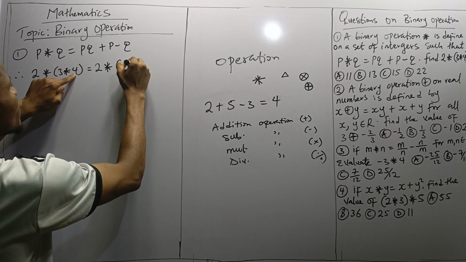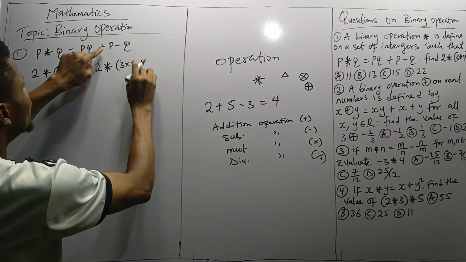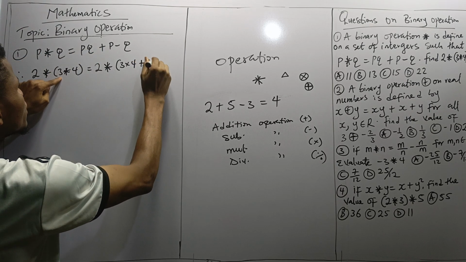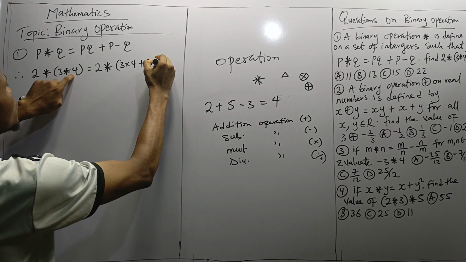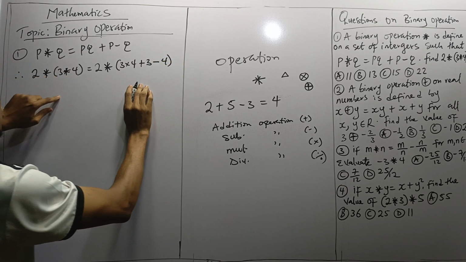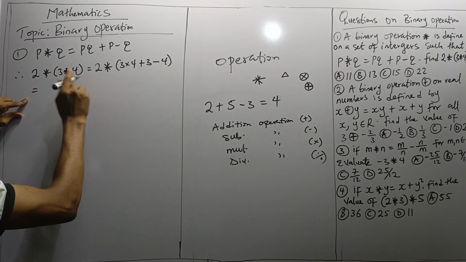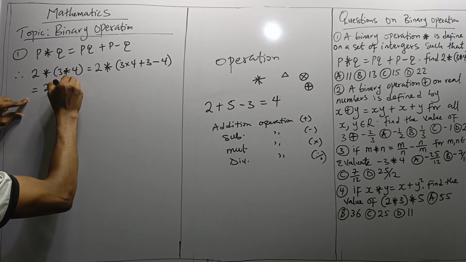Which is the second here? 4. Then plus the first. Which is the first here? 3. Then minus the second. Which is the second here? 4. So if we solve this, this is going to be 2 operation.